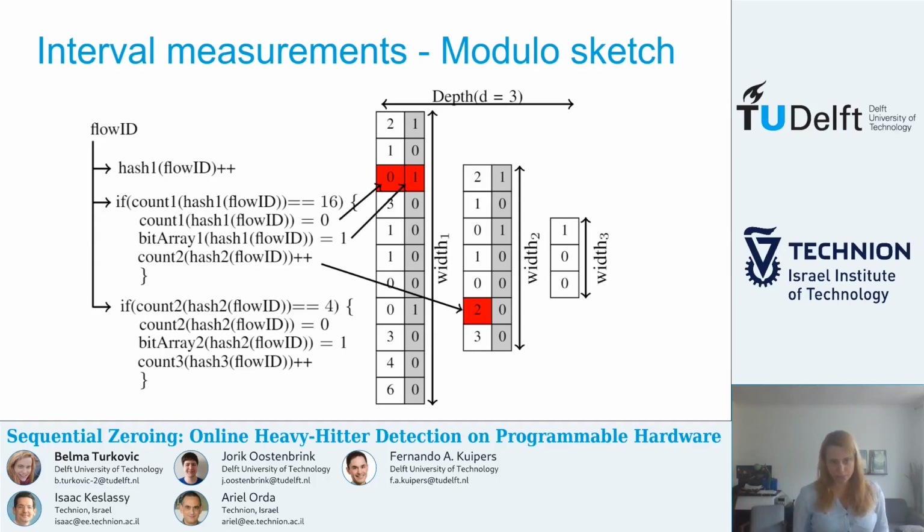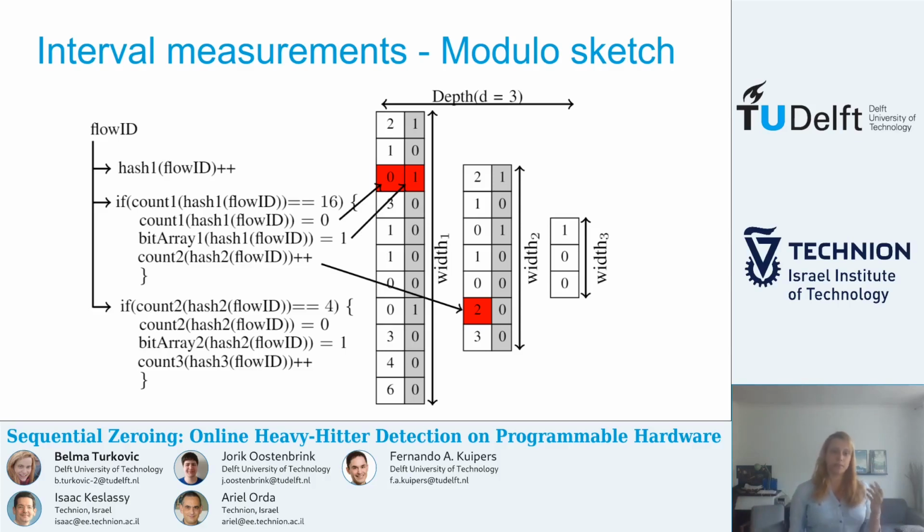Thus, for example, if here the second count would be equal to the threshold, we would reset that count and increase the count in the third stage. That would now count in multiples of the product of the 2 thresholds. So that would be 4 times 16, which is 64.